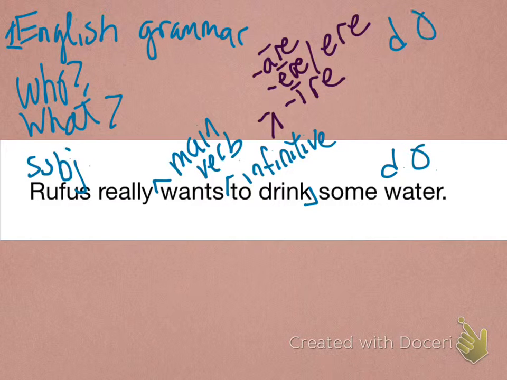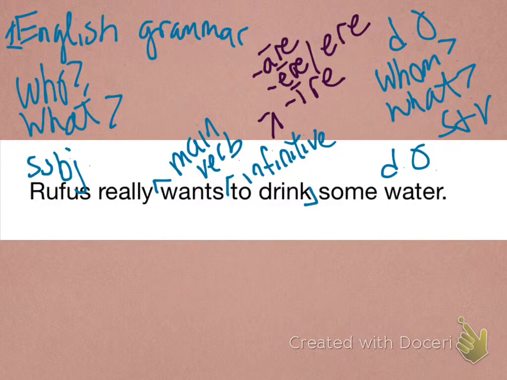I'm going to abbreviate that with DO. And to find my direct object, I just ask the question whom or what about my subject and verb together. So I put Rufus wants to drink is my whole subject and verb. Rufus wants to drink whom. There's no answer to that because you don't drink people. So Rufus wants to drink what? Water, direct object.